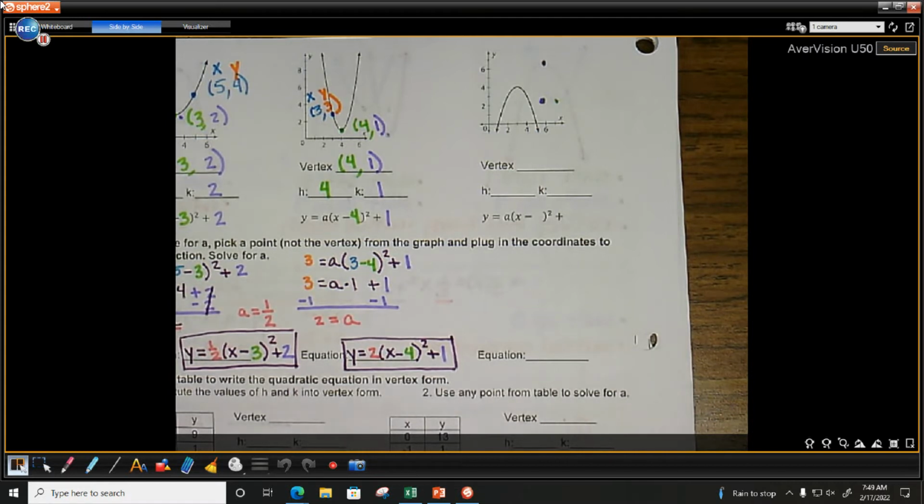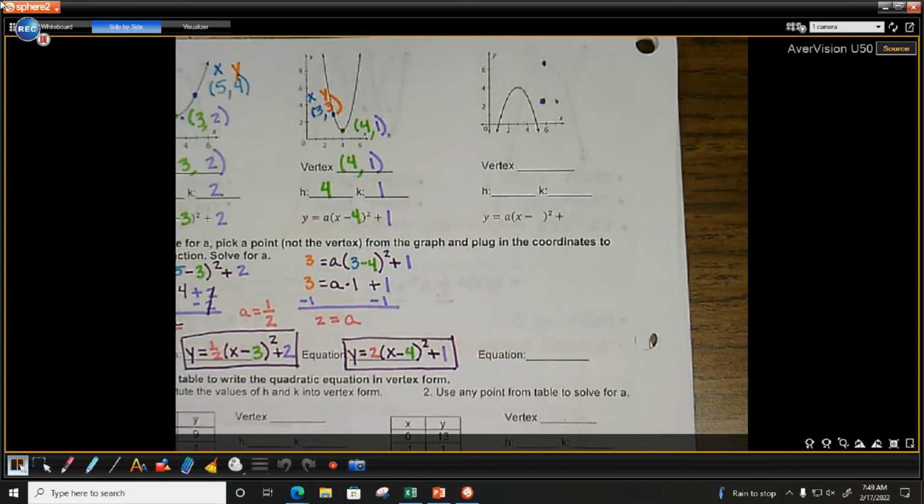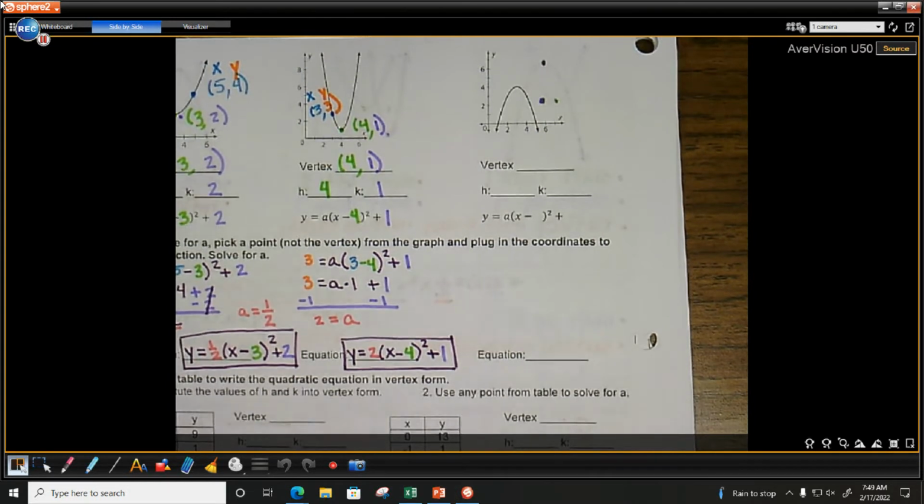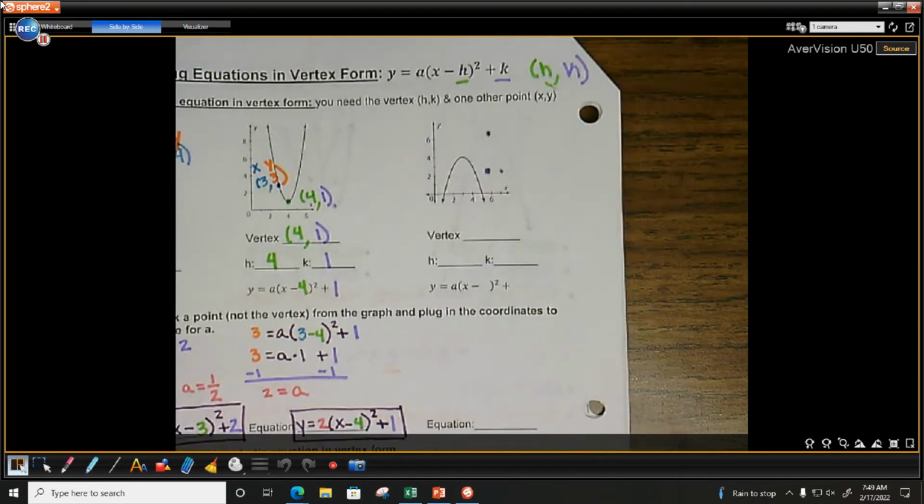Yes, sir? The vertex is always going to inevitably be in the final equation. Yes, that's why it's called vertex form. The vertex will always be in your equation. Okay? Good question.